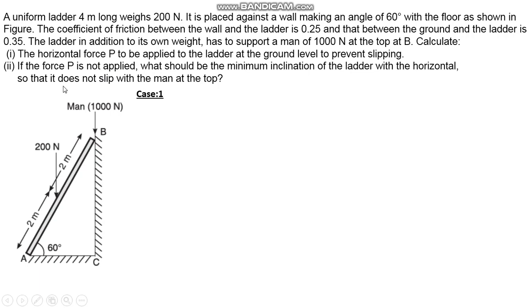The second part of the problem is this. If P is not applied, then what should be the minimum inclination of the ladder with the horizontal? So now, instead of 60 degrees, you have to assume it as theta and solve, so that it does not slip at the top. Okay, so now we'll start with case 1. Case 1 means we have to solve for the horizontal force P that should be applied at point A.